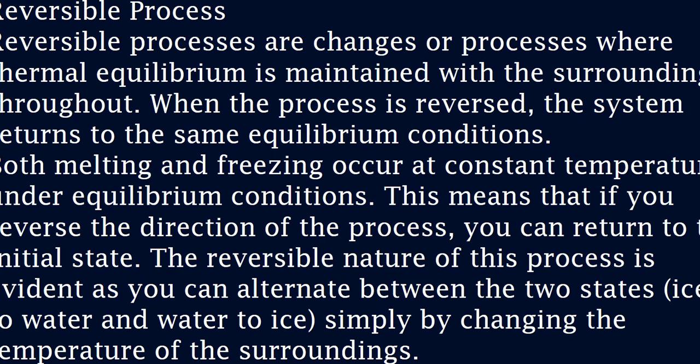Now let's go through the practical example of the reversible process. Both melting and freezing occurs at constant temperature under equilibrium conditions. This means that if you reverse the direction of the process, you can return to the initial state. The reversible nature of this process is evident as you can alternate between the two states, that is, ice to water and water to ice, simply by changing the temperature of the surroundings.